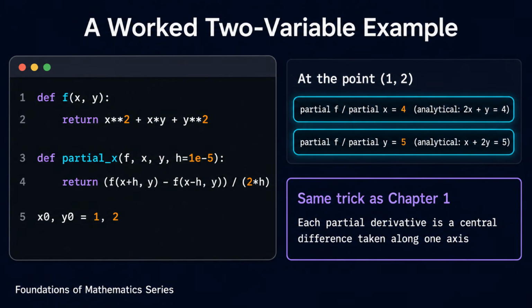Perturb x by plus and minus h with y fixed, divide by 2h, and the result matches 4. Perturb y the same way, and the result matches 5. Nothing conceptually new has been introduced. A partial derivative is a single variable derivative taken along a chosen axis.